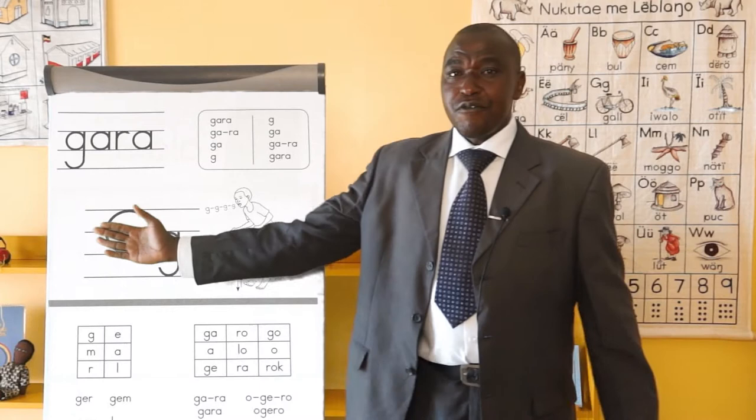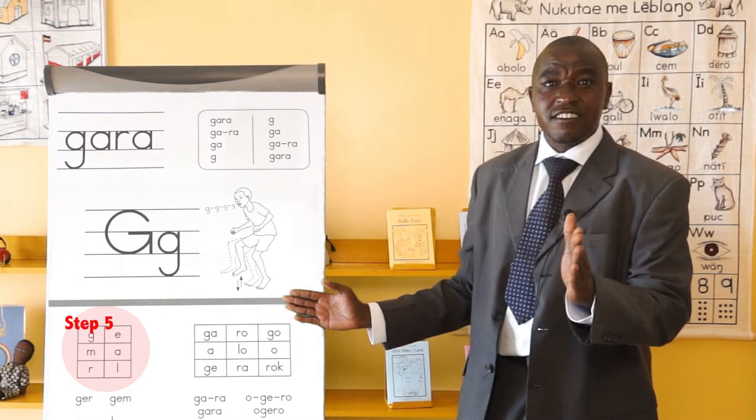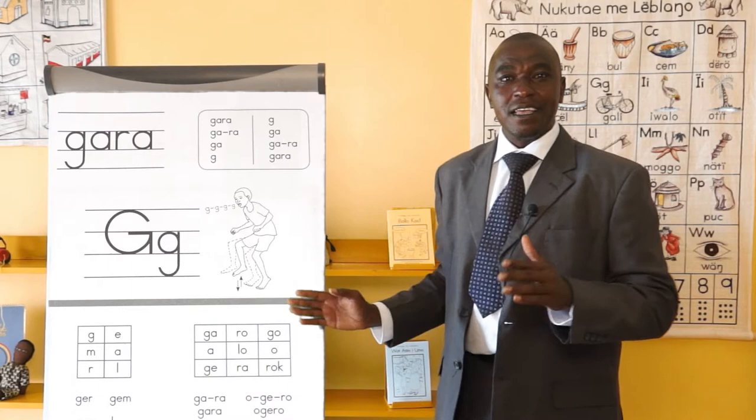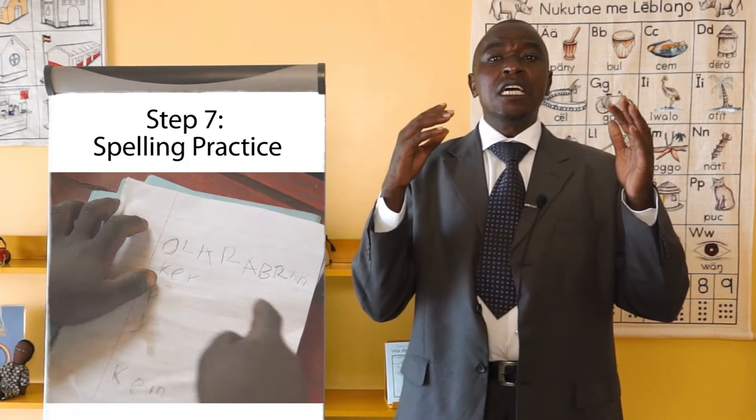Step 4, practice forming the key letter. Step 5, using the letter drill table to blend letter sounds to make words. And step 6, using the syllable drill table to blend syllables to make words. There is one final step that you don't see in the Prima. That is the step when pupils demonstrate their competence by doing spelling practice with their teacher.